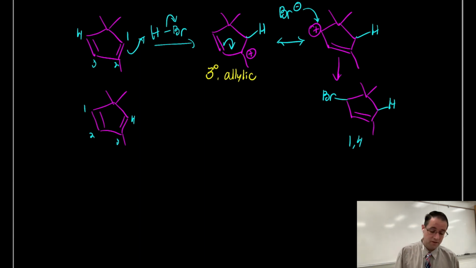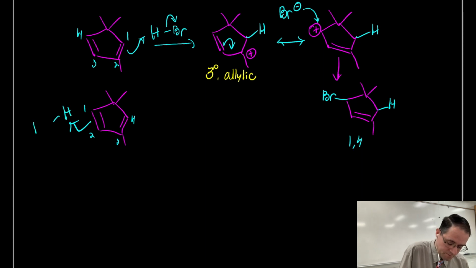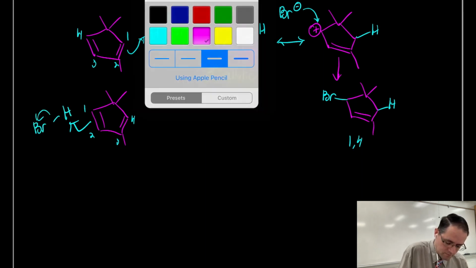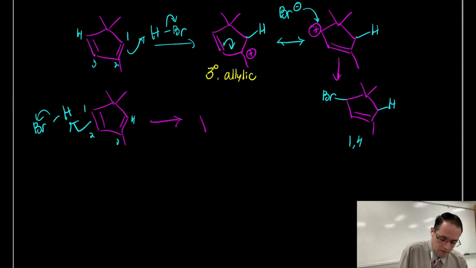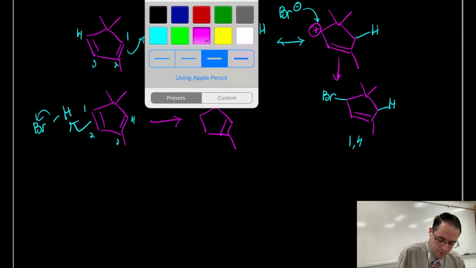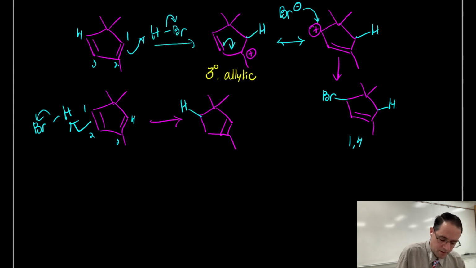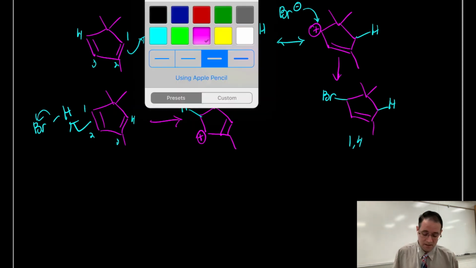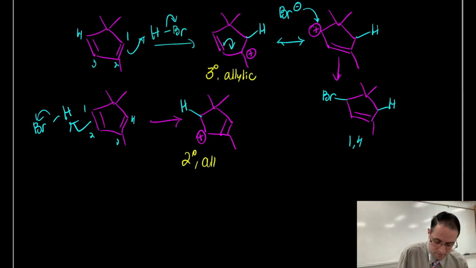Now let's look at the other numbering system to see what might be happening. So again, I'm going to attack HBr. Whoops, I made a mistake, didn't I? We always protonate carbon 1. Remember how I was saying that before? So here's my proton attached that's been added. Okay, so there's my positive charge. So there we go. That's secondary allylic. Okay, secondary allylic.